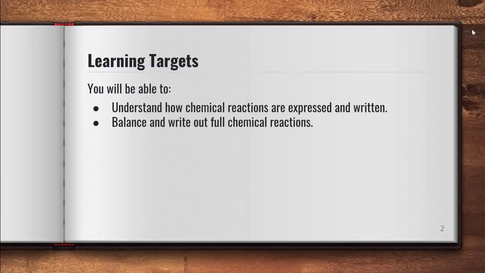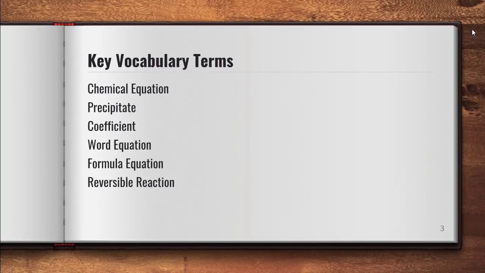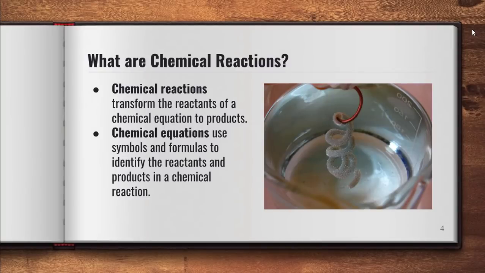So a little bit about what you are going to look at today. You should be able to understand how chemical reactions are expressed and written, and then you should also be able to balance and write out full chemical reactions today. A little bit about some of the vocabulary terms that you may see in this video. We'll talk about chemical equations. We'll also talk about the term precipitate. We'll also look at the concepts of coefficients, word equations, formula equations, and a reversible reaction.